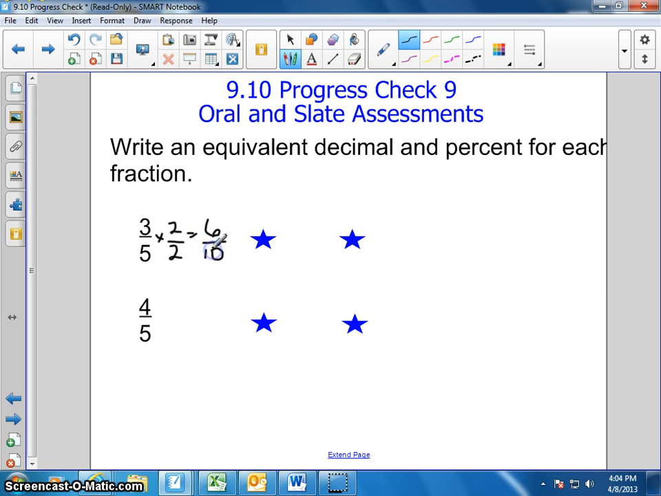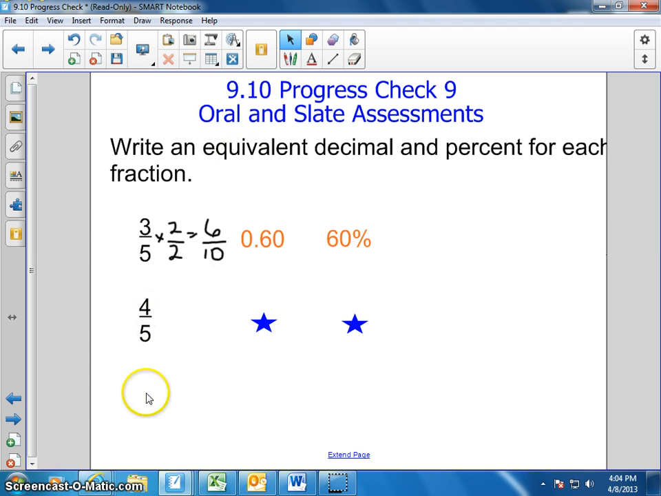6/10ths. Remember, when making equivalent fractions, when you multiply one number by another number, you have to multiply the top number by the same one. So if you multiply the denominator by 2, you have to do the same to the numerator. This is basically just multiplying it by 1. So we'd get 6/10ths, and then that would be 60 out of 100, or 6/10ths, and then we'd have 60%.